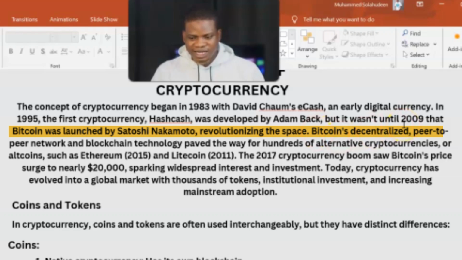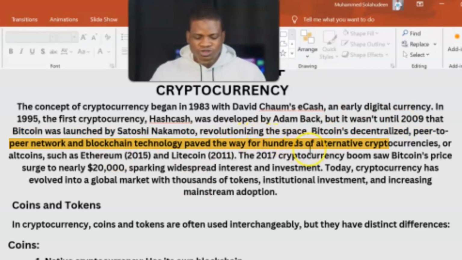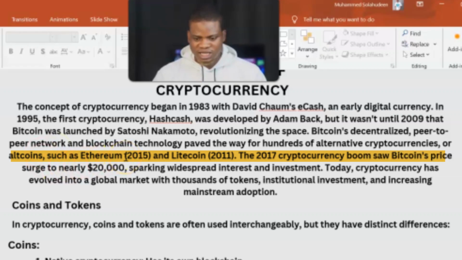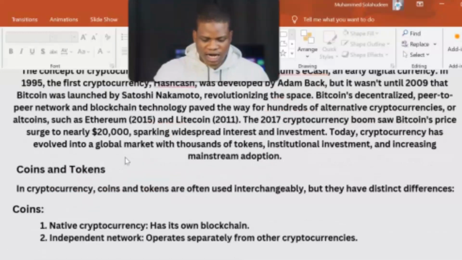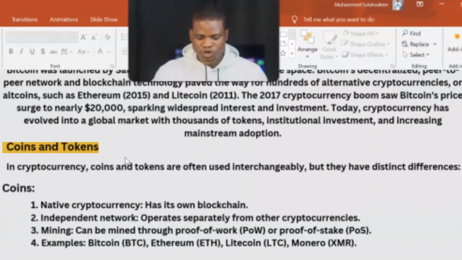Now, Bitcoin's decentralized peer-to-peer network and blockchain technology paved the way for thousands and millions of alternative cryptocurrencies or altcoins, such as Ethereum. Ethereum was launched in 2015, Litecoin in 2011, and every day new cryptocurrencies are being launched. Right? So in cryptocurrency we have two major kinds of currency. We have coins and tokens. So let's talk about coins and tokens.